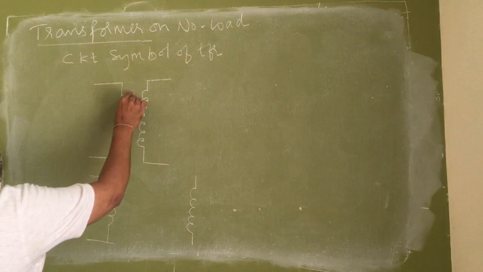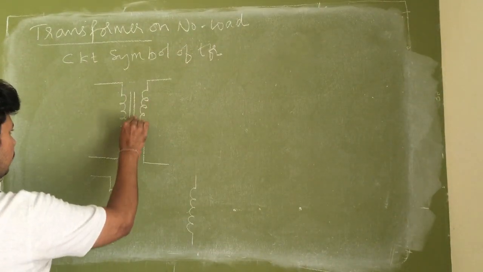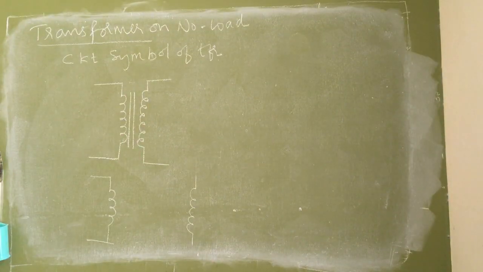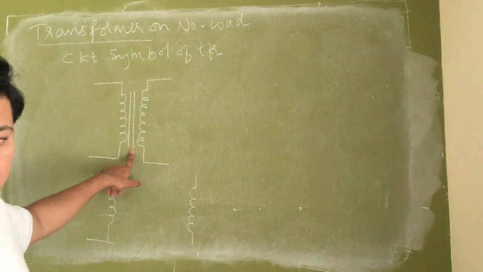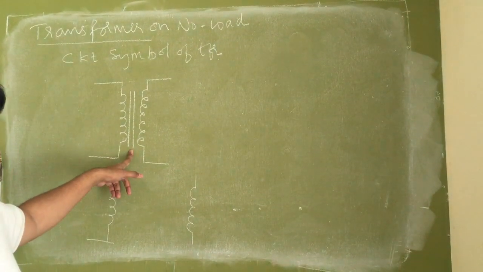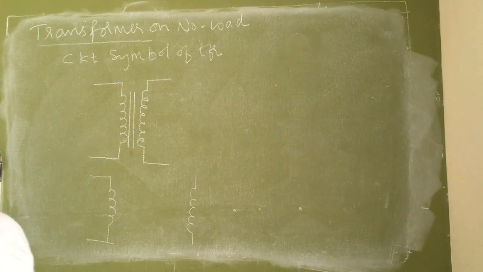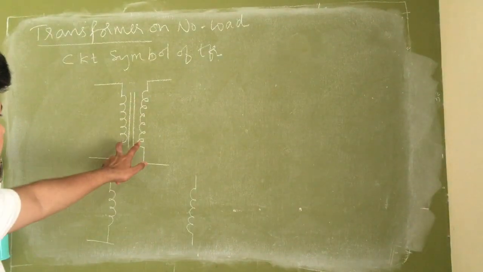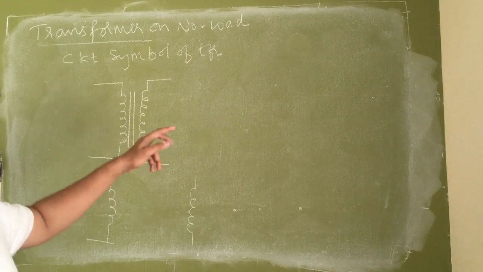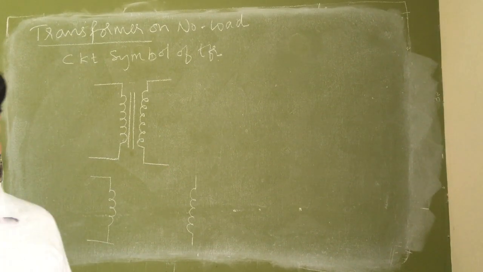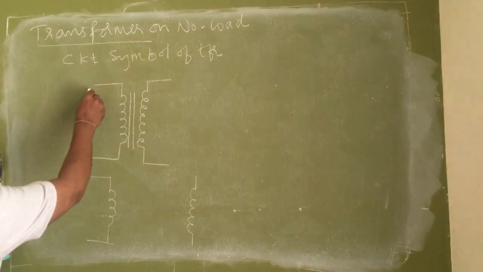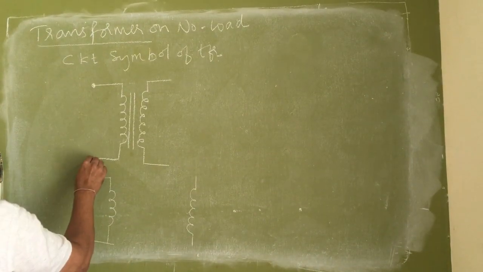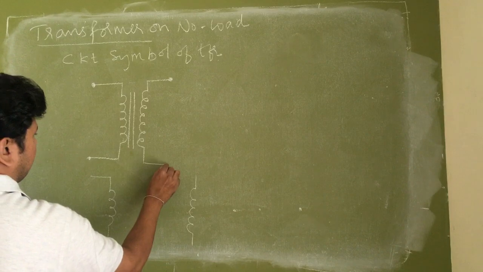Okay. And in between these two windings I will draw two parallel lines which indicate it is a core. If there are no parallel lines, it is a non-core transformer or air core transformer, and we don't use air core transformer. Okay. So two windings, two coils placed near to each other, with two parallel lines between them, is the circuit symbol of transformer. So this indicates primary, this indicates the secondary. Okay.